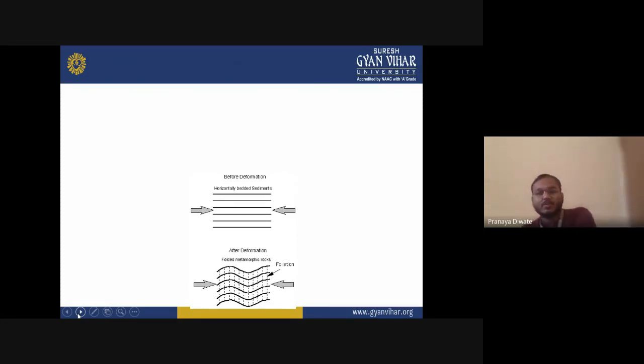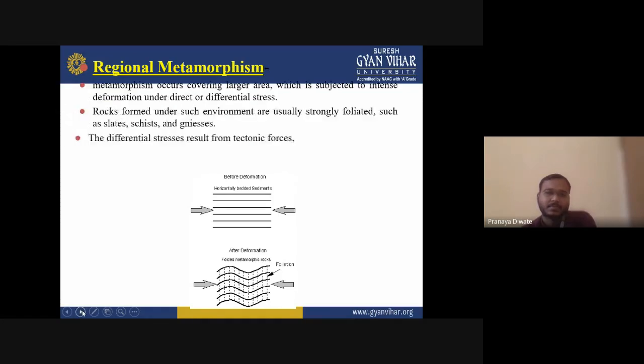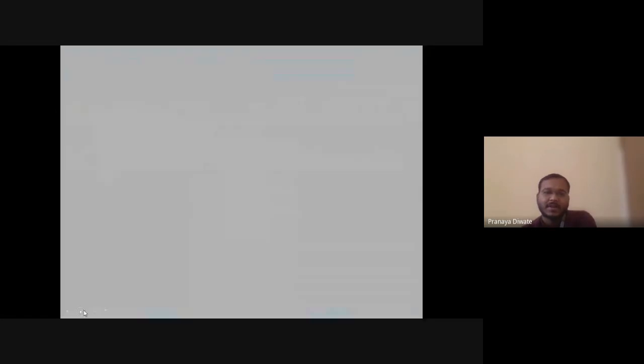Before the deformation, you have this kind of structure. After the deformation of the rock, you have this kind of structure. This is your regional metamorphism.